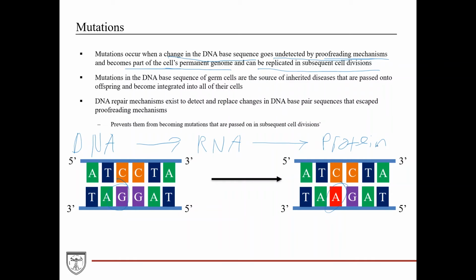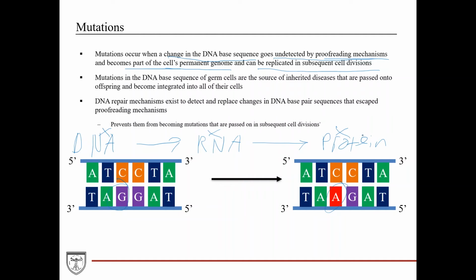And the sequence of protein is determined by the sequence of RNA. And the sequence of protein actually determines the protein's function. So if you have a mutation at the DNA level, it's going to affect the RNA sequence, and then the RNA sequence could potentially affect the protein sequence. And if the protein sequence is affected, then that could affect the protein function and even render the protein defective or unable to carry out its function.